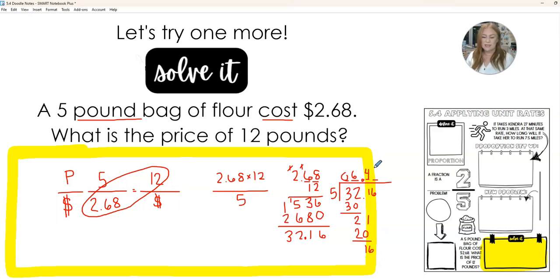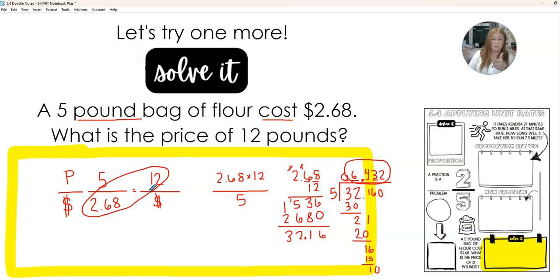5 goes into 16. Not 5 times. 5 goes into 16 3 times. And now we do, right, so that's 10. I'm going to bring down that 0. And 5 goes into 10 2 times. So if I want to buy 12 pounds of flour, that is going to cost me $6.43. So we set up our problem.